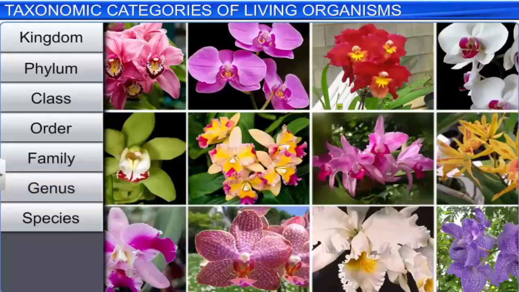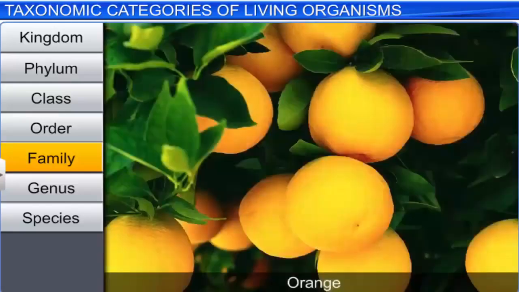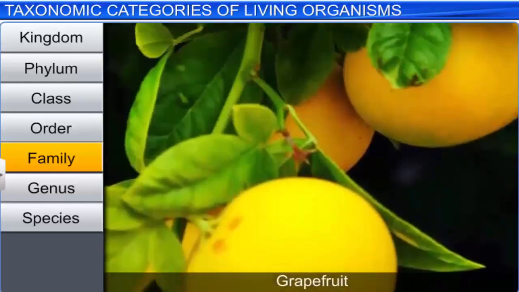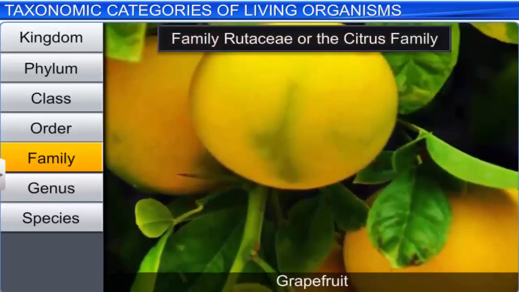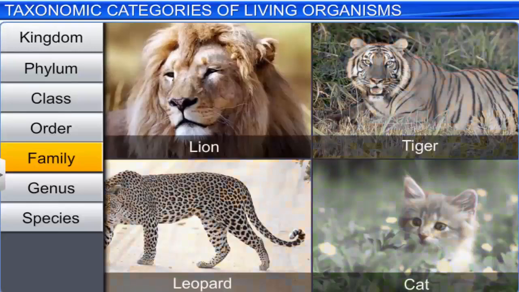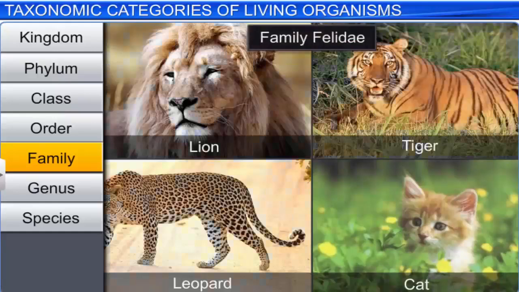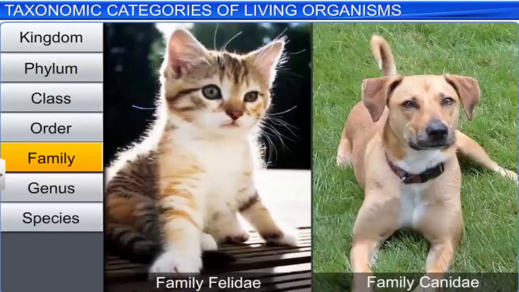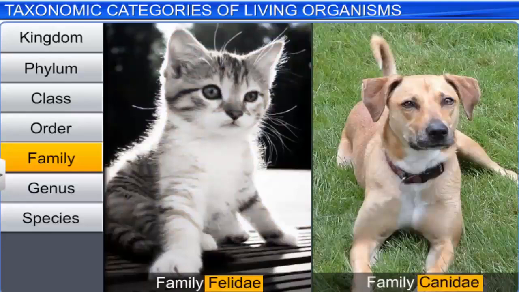The next rank or category is family, which consists of a group of related genera with fewer similarities as compared to genus and species. For example, orange, lemon, and grapefruit belong to the family Rutaceae, or the citrus family. Likewise, the lion, the tiger, the leopard, and the cat fall into the family Felidae. Although a cat and a dog exhibit some similarities and some differences, they are separated into two different families, Felidae and Canidae, respectively.